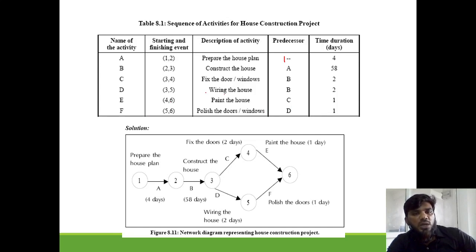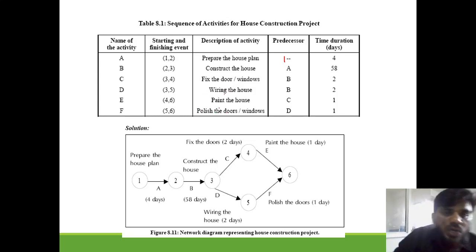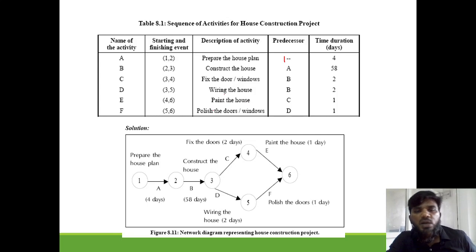If D is not completed, wiring of house is not completed, you cannot go to polishing. Because even if your house is not painted, you can polish your doors. You can polish outside, you can bring your doors and you can fix. So they are not dependent upon one another. Clear? So let us take.